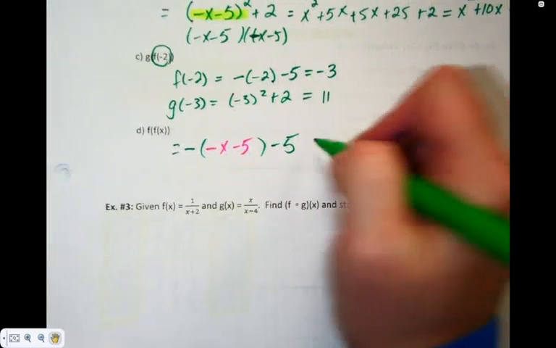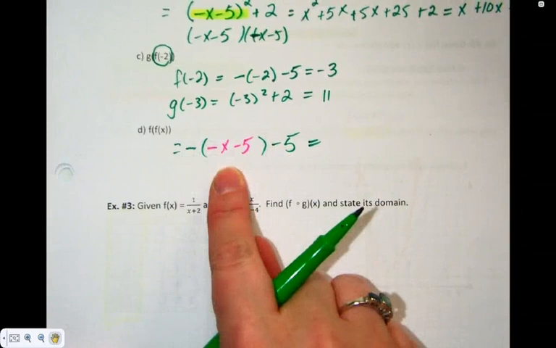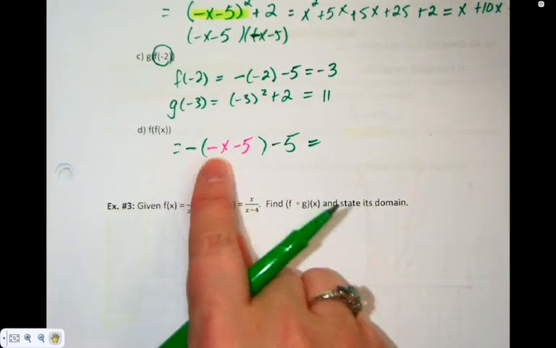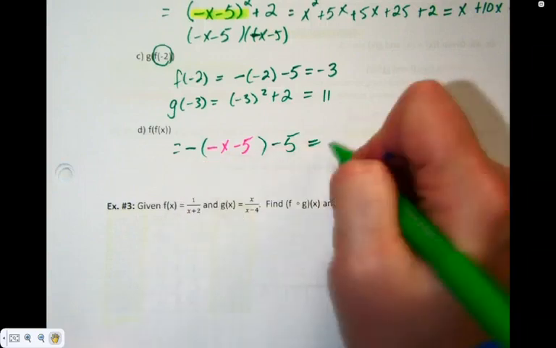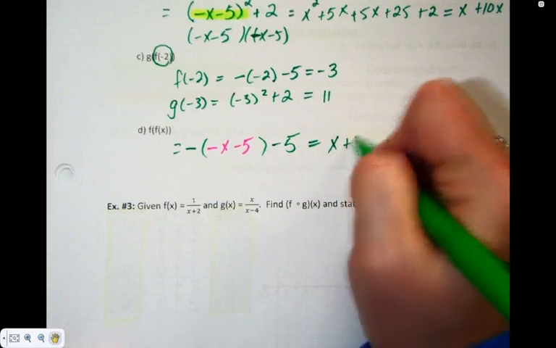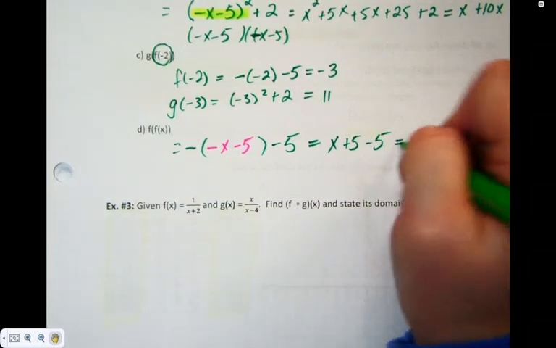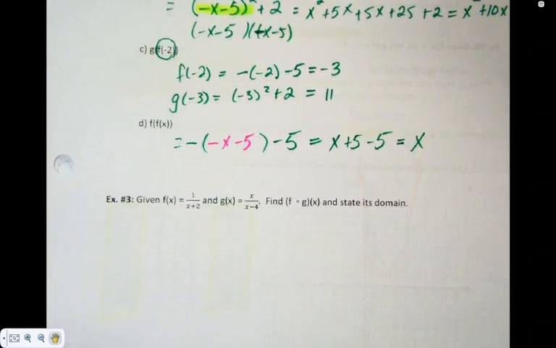This is implicit. We want to give explicit, so we want to simplify. What do I do with all this negative and these brackets and all this stuff going on here? Yep. So negative times negative x. Negative times negative 5. And then I still have that minus 5 hanging around at the back there. And we simplify and we end up with... Math is awesome. Seriously, how do we take all of that? We end up with x. Questions so far?